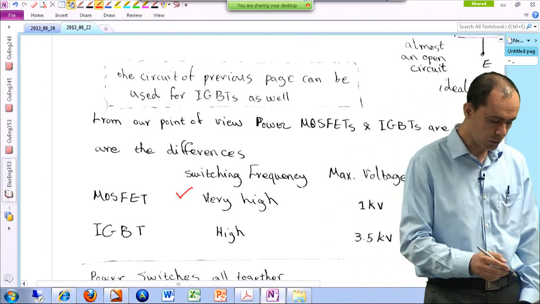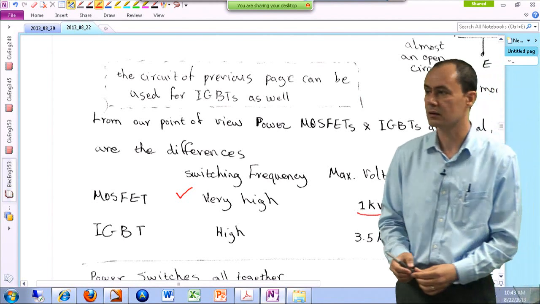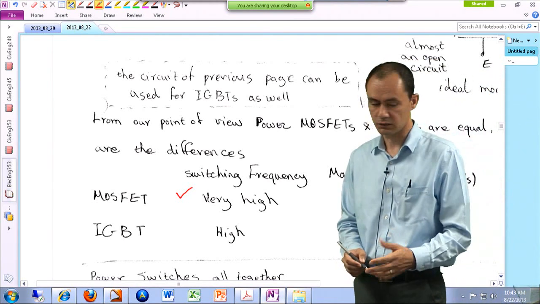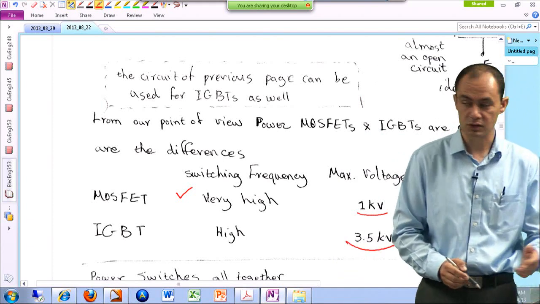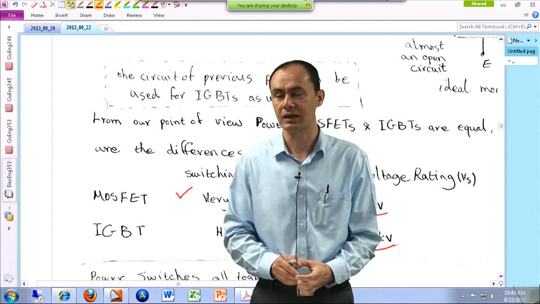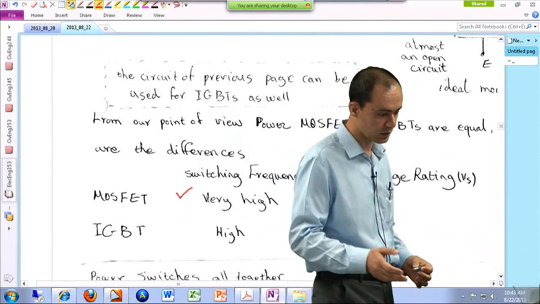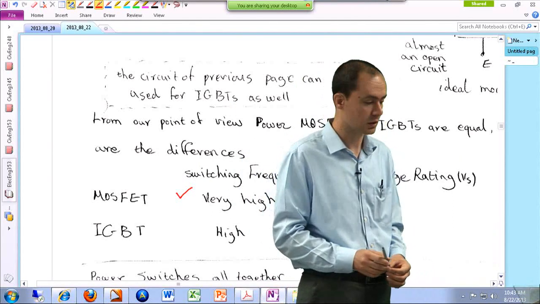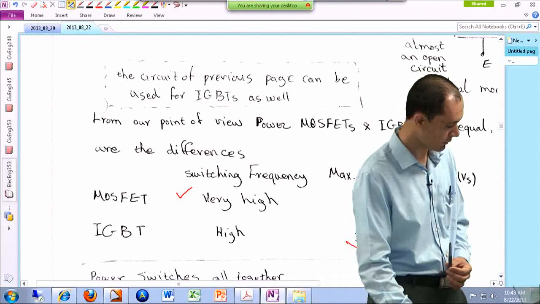In terms of voltage rating, you can find a MOSFET on the market that can handle up to 1000 volts of blocking voltage. But for IGBTs, I guess this note was prepared several years ago, but now you can even find IGBTs that can handle more than this, maybe 5 kilovolts. Recently I heard about a 15,000 volt IGBT, so they are higher powered, and they are used for higher power applications.